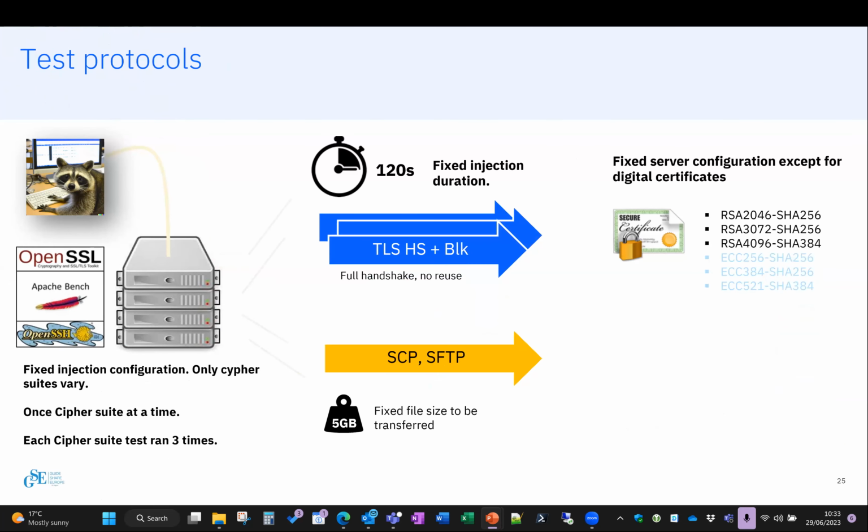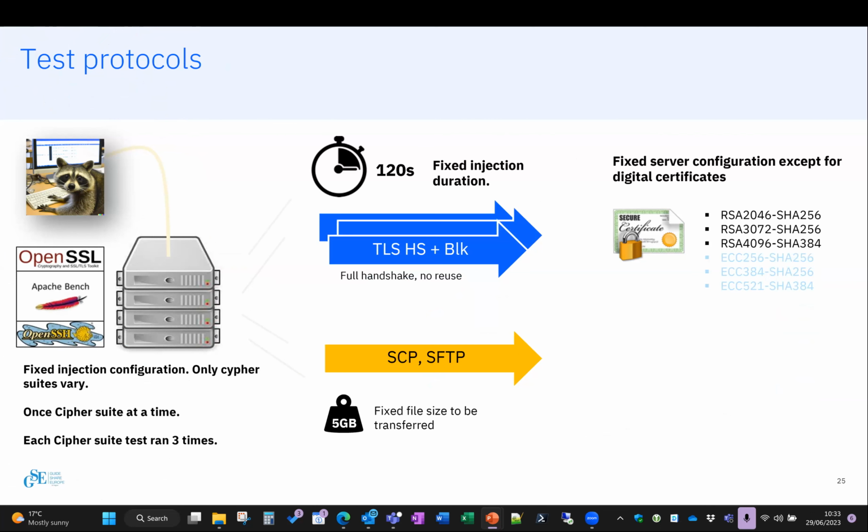Okay, some information about my test case. The injector didn't change. I tested one cipher suite at a time, and I ran the test 3 times, just to be sure that I'm observing exactly the same thing and I'm not polluted by other activities. So I did that late in the night on a system that is not a production system, at full speed. Regarding the test, it's about 2 minutes, full handshake and no reuse. So I didn't reuse the sessions.